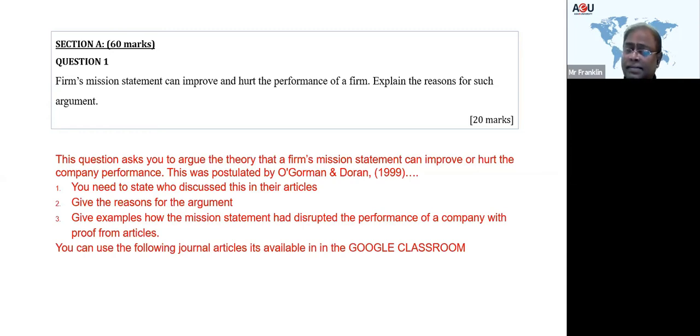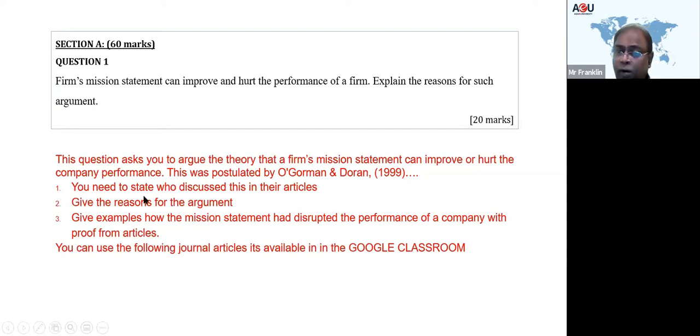Which means what the person who set the question is telling us is that mission statements are good. Remember, we talked about mission statements. They can actually help the performance of the firm, but at the same time, they also can hurt the performance of a firm. So what you need to do in your answer is give reasons for the argument, both sides. The question asks you to argue the theory that a firm's mission statement can improve or hurt performance. So now you start off your answer with this: a firm's mission can actually improve or hurt the performance of a firm. This was postulated by O'Gorman and Doran in 1999.